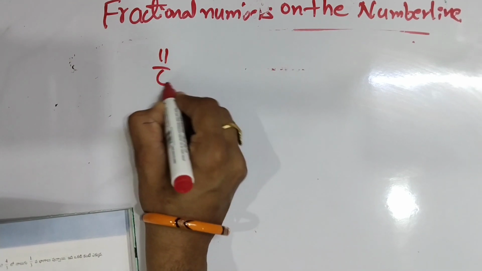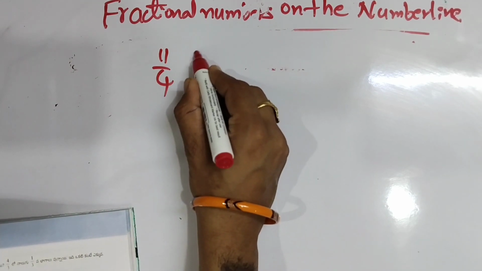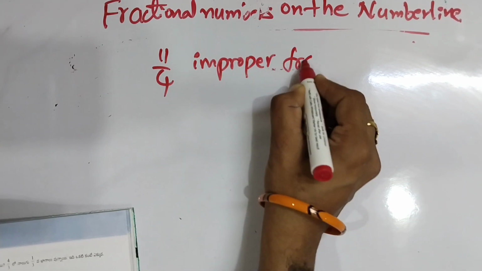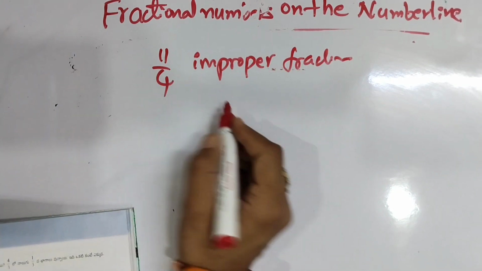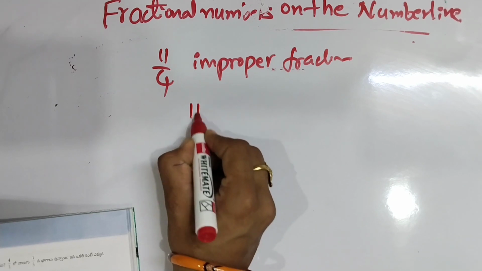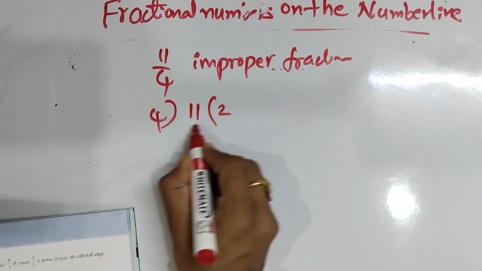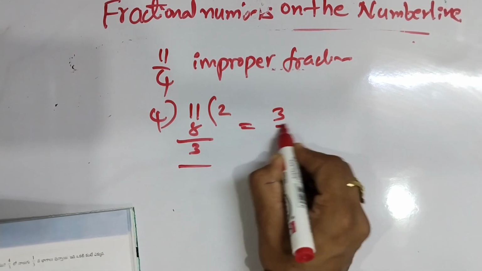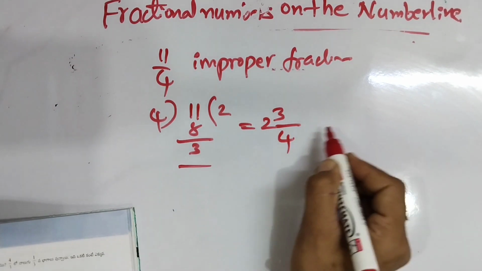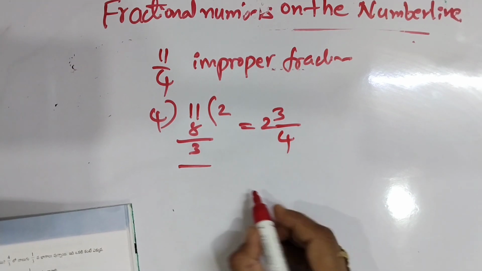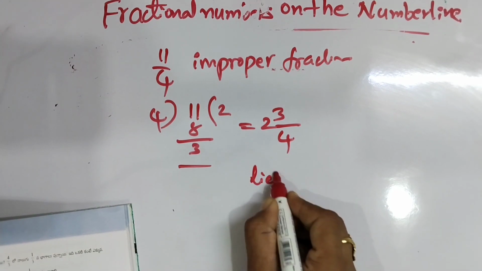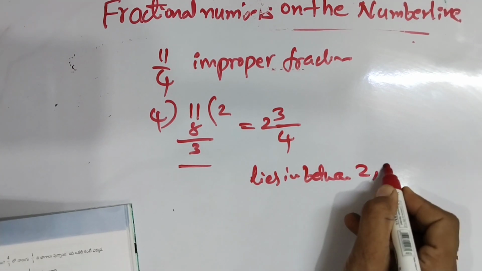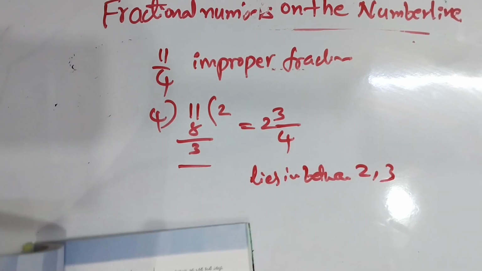Next, 11 by 4. This is also an improper fraction. If we divide 11 by 4, 4 twos are 8, remainder 3. So 3 by 4 with 2 as the whole part. So the value of this lies in between 2 and 3.